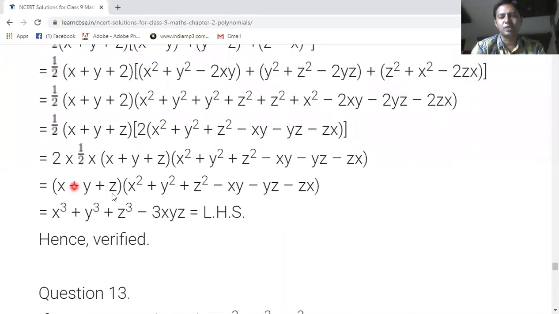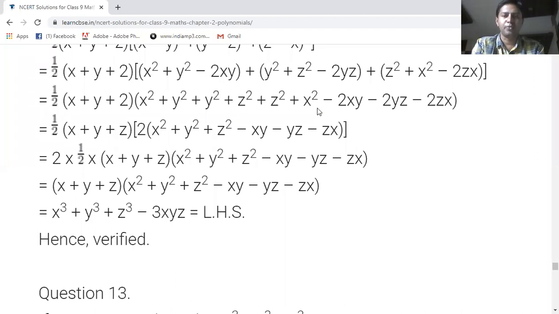We are left with x plus y plus z, x square plus y square plus z square minus xy minus yz minus zx. This is nothing but the identity. We know that this is equal to x cube plus y cube plus z cube minus 3xyz, which is the left hand side of the question given, hence verified. After solving this, we get x cube plus y cube plus z cube minus 3xyz, which is the LHS.